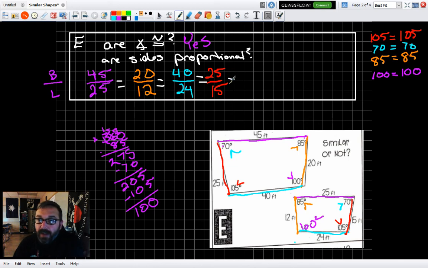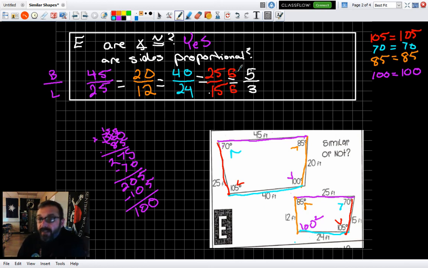Let's see if they are proportionate. Again, easiest way, let's simplify this one. What can I divide 25 and 15 by? Well, they both end in 5, so let's try 5s. 5 times what is 25? Well, 5 times 5 is 25. 5 times what is 15? Well, 5 times 3 is 15. And again, we automatically know this first one is proportionate.